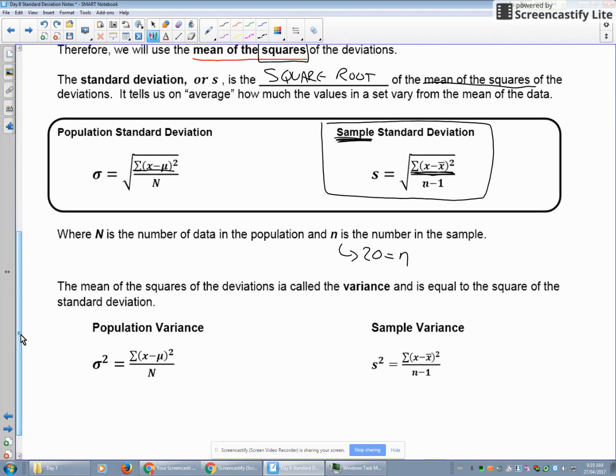The mean of the squares of the deviations is called the variance and is equal to the square of the standard deviation. So for our variance, we don't take the square root. There's two data points: there's standard deviation and there's the variance. And so if I simply square my standard deviation, that generates my variance. We'll apply that.